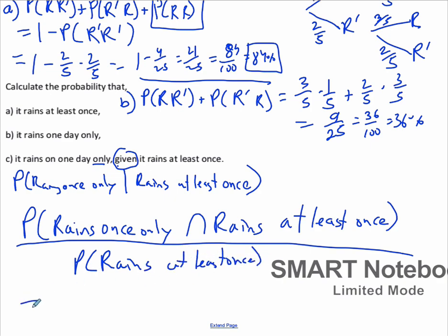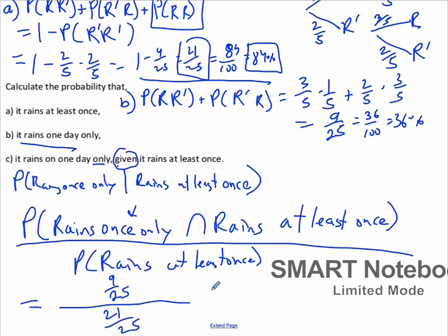Okay, so I usually start with the denominator. The probability it rains at least once is your answer from part A, which was 21 out of 25. Now sometimes you gotta think logically about this part. The probability it rains once only and rains at least once. Well, if it rains once only, that is at least once, so that's kind of redundant. So it's the same as the probability it rains once only, and that is our answer to part B, which was 9 out of 25. Okay, so that probability is 9 out of 21, or 3/7.